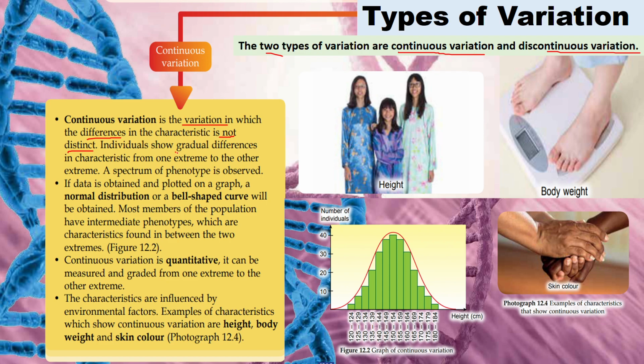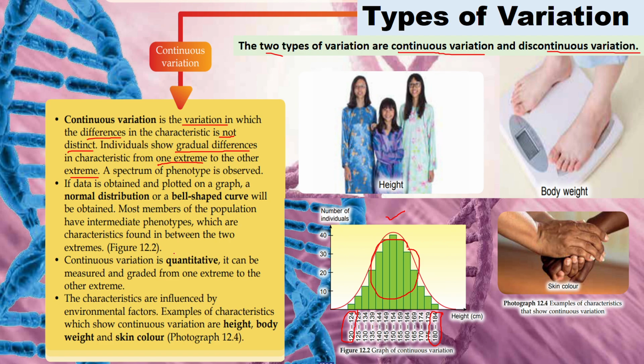So individuals show gradual differences in characteristics from one extreme to the other extreme. So you can see here from this graph, from this extreme of height to the other extreme of this height, there are some gradual differences. If data is obtained and plotted on a graph, we will get a normal distribution as shown here in this figure, or we call it the bell-shaped curve, where most members of the population have intermediate phenotypes, which are characteristics found in between these two extremes.